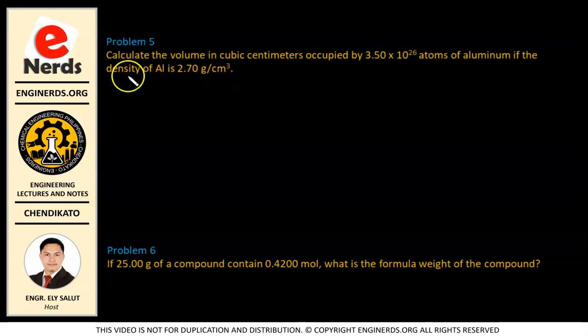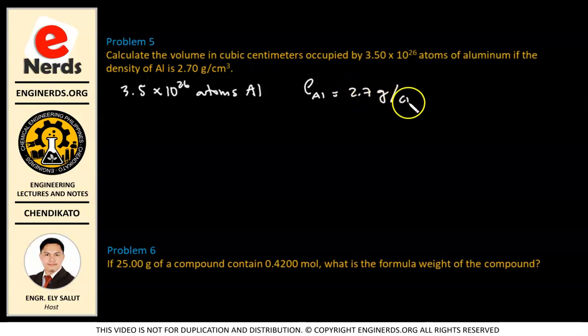In our given, we have 3.5 times 10 to the 26 atoms of aluminum. We are also given the density of aluminum, which is 2.7 grams per cubic centimeter. I use the symbol rho here because in chemistry this represents the density of our subject. Our requirement is to find the volume of aluminum in cubic centimeters.